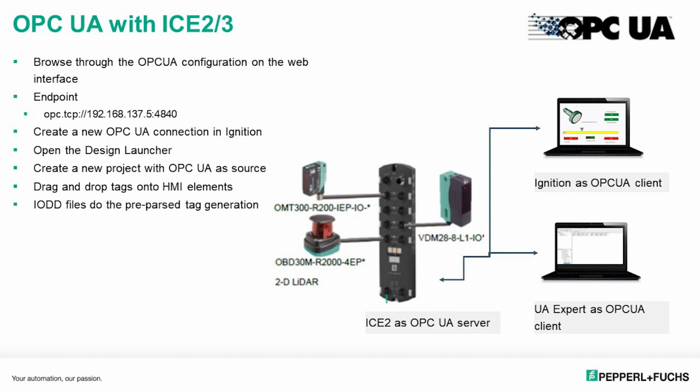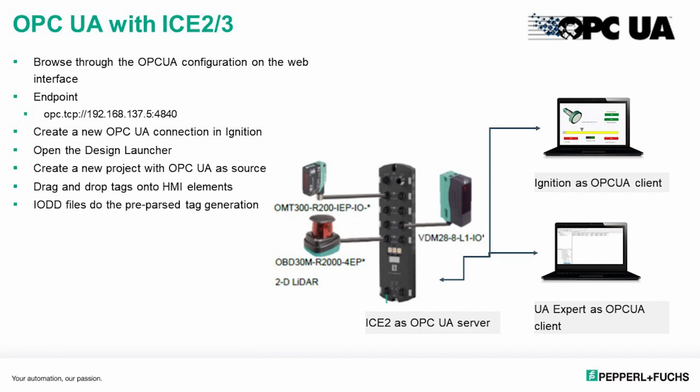Moreover, let's look into our setup for today, which consists of an ICE2 IO-Link master with an integrated OPC UA server, having 3 sensors connected to it, 2 of them are distance sensors, R200 and VDM28, and one is our 2D LiDAR R2000 object detection model.